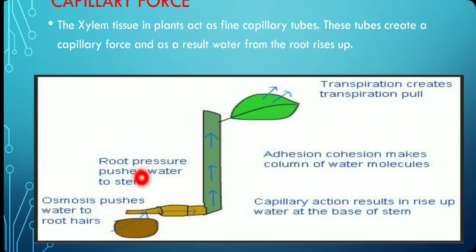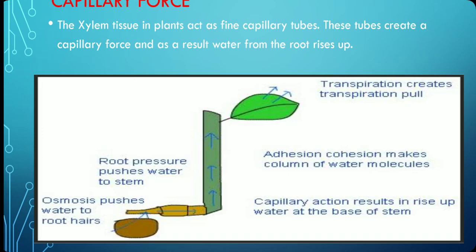Now I think you understood what capillary force is. So according to this theory, the xylem tissue in a plant acts as capillary tubes, and these tubes create a capillary force, so that the sap rises up from the root to the upper parts of the plant. Isn't it? This theory is effective if the plants are short-heighted.